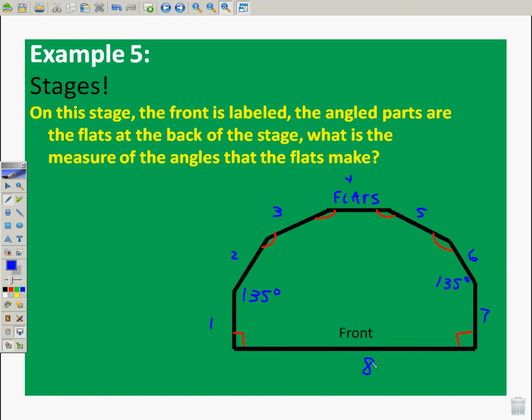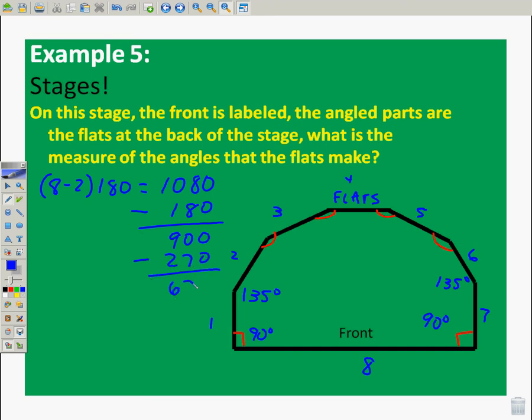Obviously not regular, but we're going to do 8 minus 2 times 180. If we did those calculations, we would get 1080 degrees. We already have 90 here and 90 here, so we subtract 180. That gives us 900. And we subtract 270, and that gives us 630 degrees left.